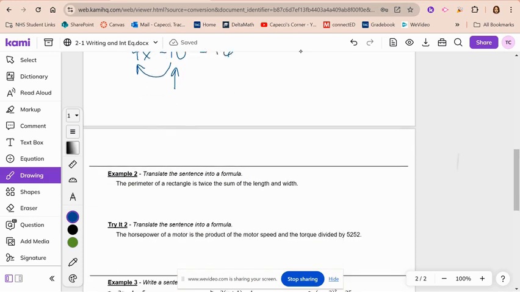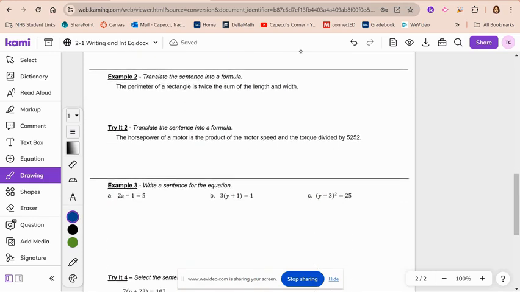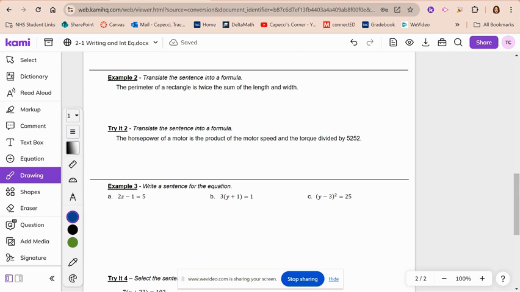Okay, let's keep going. This time we're going to look at some formulas. The perimeter of a rectangle. The perimeter of a rectangle is twice the sum. So that means we know we're going to need parentheses. Twice the sum of the length and the width.